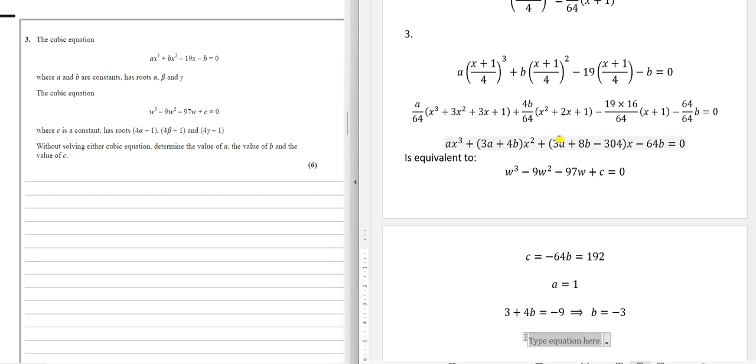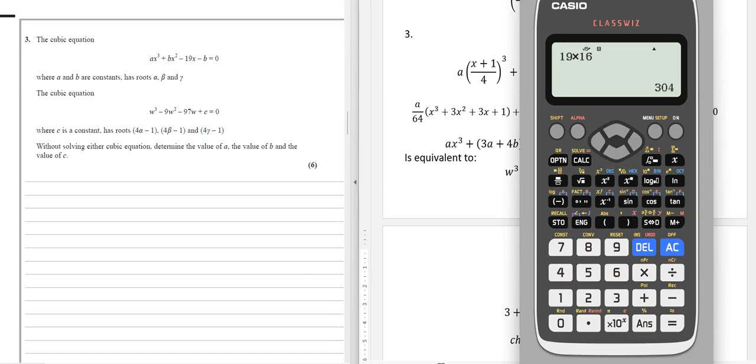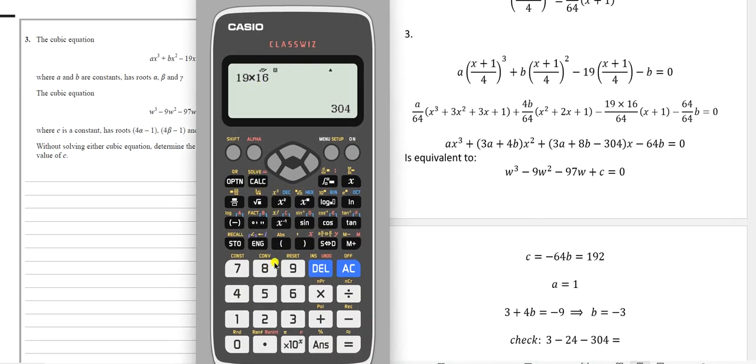And just for completeness, I can even check this third bit here, which I don't think I need, but I can try it anyway. 3, add 8b, take 304. Is it equal to minus 97? And it's a good job I checked this bit, because the assumptions I'm making are that this has not been scaled. 3 minus 24 minus 304 is not what I was expecting, minus 97.